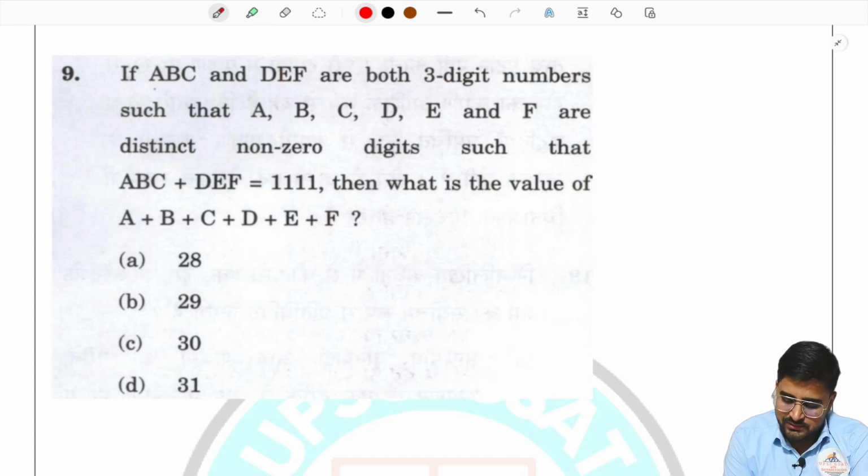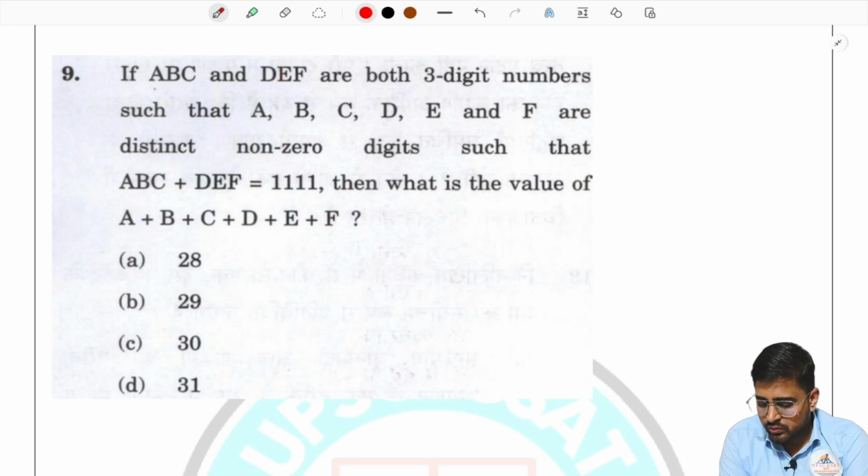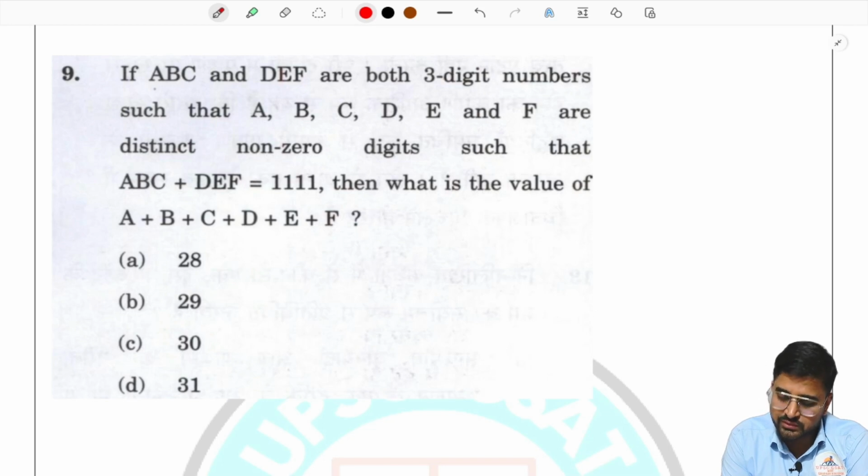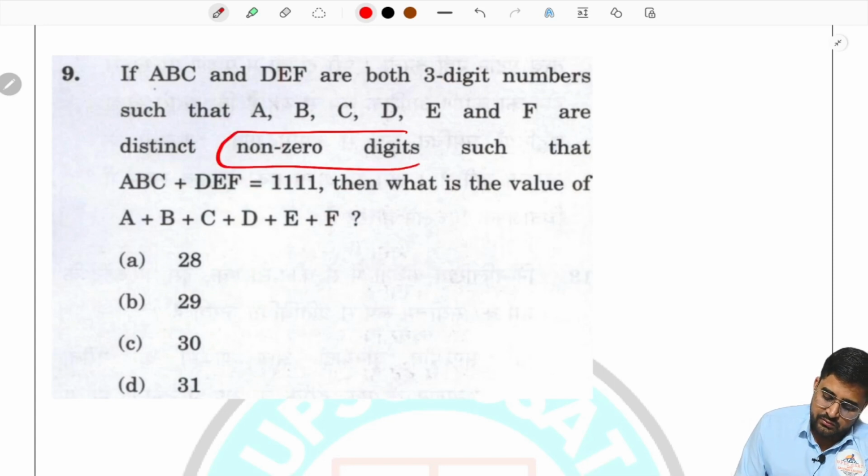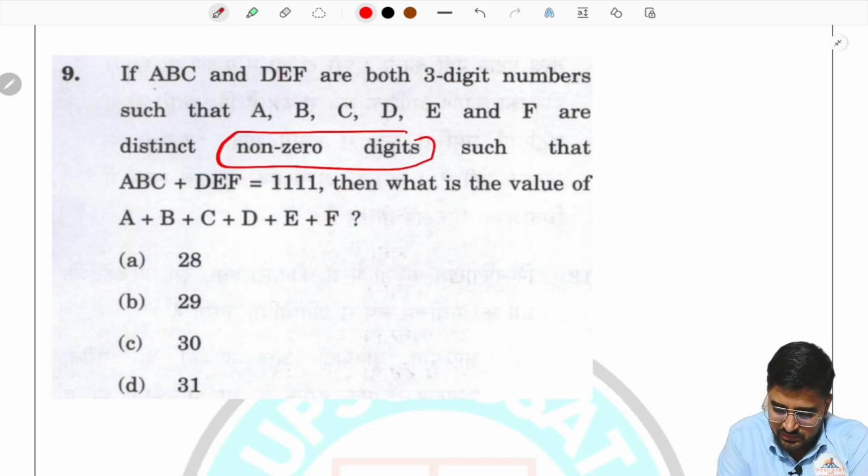what this question says. The question says: if ABC and DEF are both three-digit numbers such that A, B, C, D, E, and F are distinct non-zero digits. Non-zero, that's a key. Such that ABC plus DEF is equal to 4 times ones, then what is the value of A plus B plus C plus D plus E plus F?